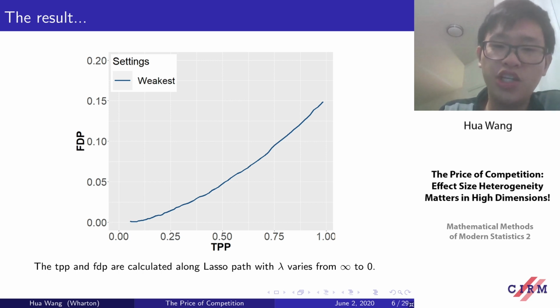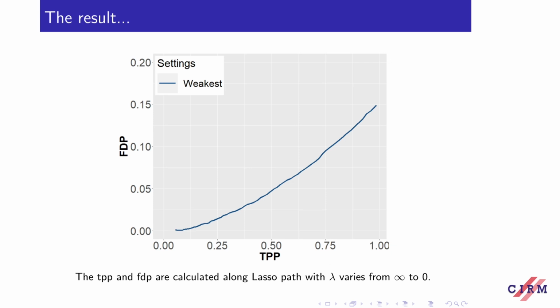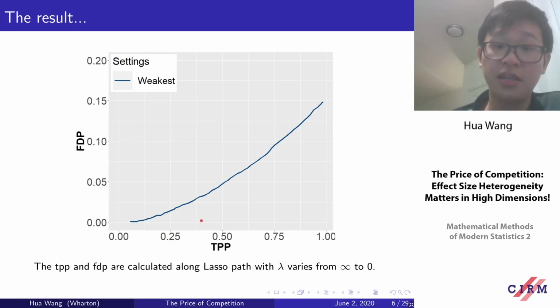First of all, I only drew the plots of the weakest result. To best appreciate this plot, you need to understand it is a TPP versus FDP plot. But recall that our definitions of TPP and FDP are only two numbers. So how come here we have a curve? This curve is due to the variation of lambda. Suppose at first you have a lambda that is around infinity. That lambda is too large for Lasso to make any discoveries. So virtually you have 0 power and 0 type 1 error. So you have a point here.